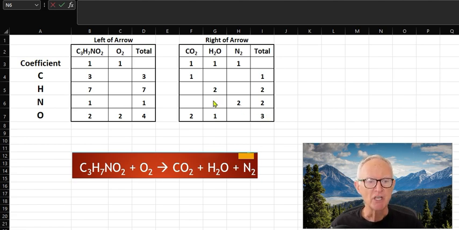So I can just change this spreadsheet and start playing with my coefficients. Remember, we never change the subscripts because that would change the actual identity of the molecule. But we can change the coefficients.